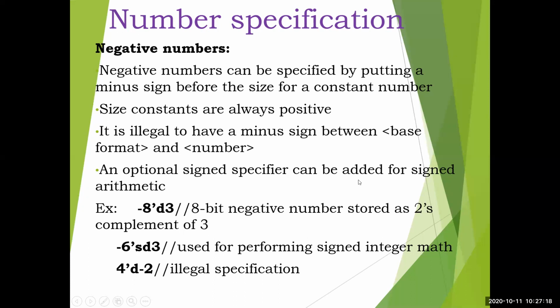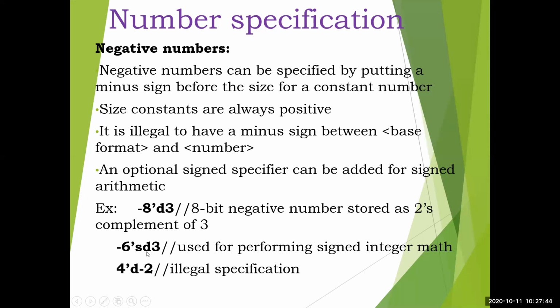An optional signed specifier can be added for signed arithmetic. Example here: minus 3 is the number, and you have mentioned the minus sign here itself. It is an 8-bit negative number, stored as 2's complement of 3. Normally in computers, minus 3 will be stored as a complement, right? So that's why 2's complement is used.